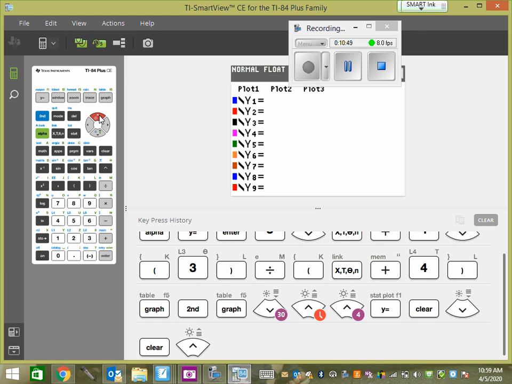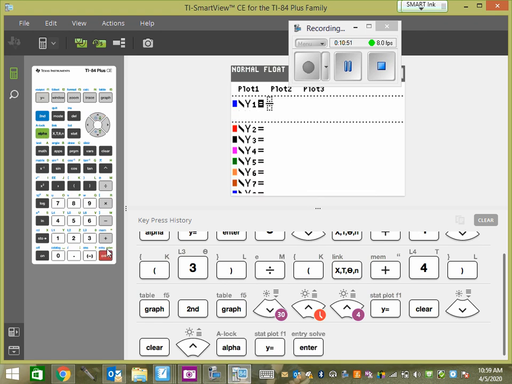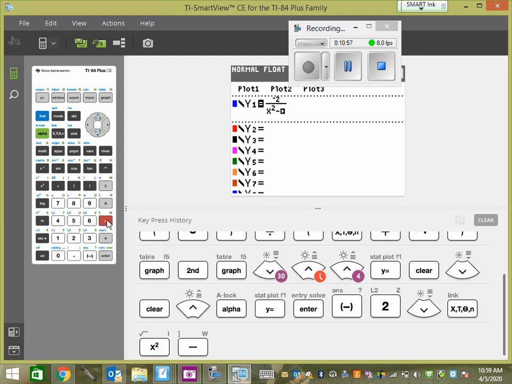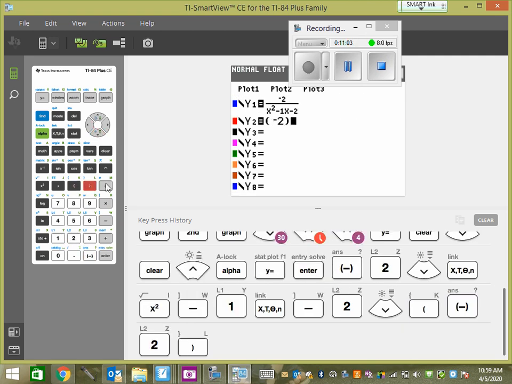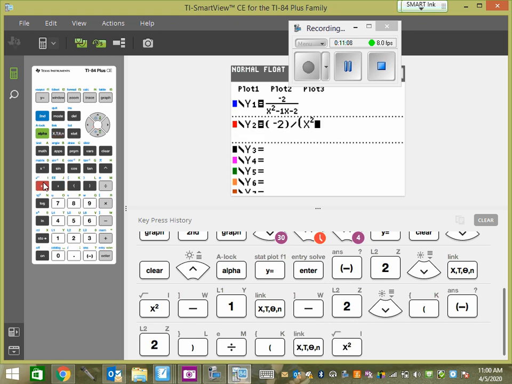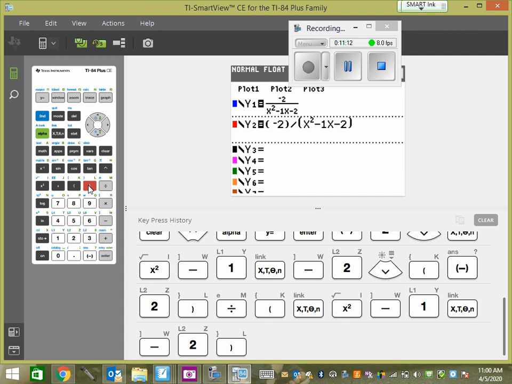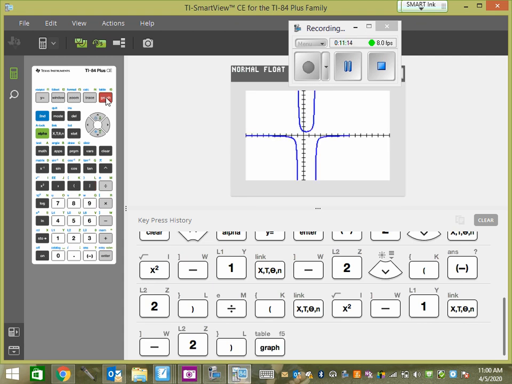So I would go alpha y equals, enter, negative 2 over x squared minus 1x minus 2. Or if I don't have that button, I'm going to go bracket negative 2 divided by numerator in brackets, denominator in brackets. X squared minus 1x minus 2, close bracket. And I'll get the same graph.